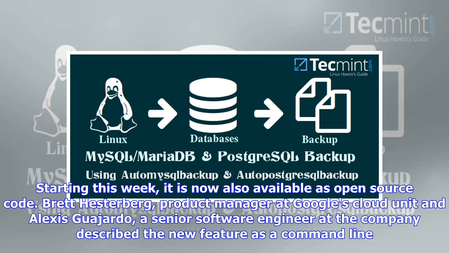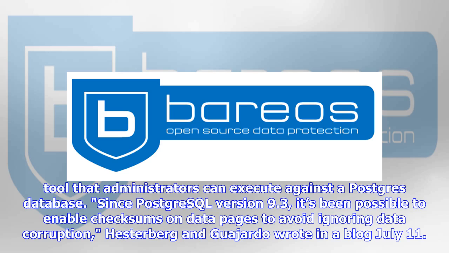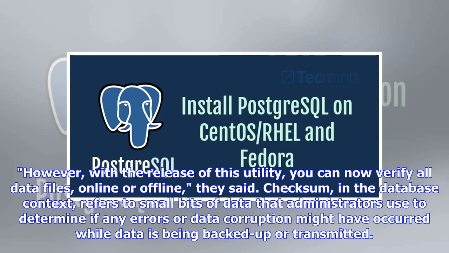Brett Hesterberg, product manager at Google's cloud unit, and Alexis Guajardo, a senior software engineer at the company, described the new feature as a command line tool that administrators can execute against a Postgres database. Since PostgreSQL version 9.3, it's been possible to enable checksums on data pages to avoid ignoring data corruption, Hesterberg and Guajardo wrote in a blog July 11. However, with the release of this utility, you can now verify all data files, online or offline, they said.